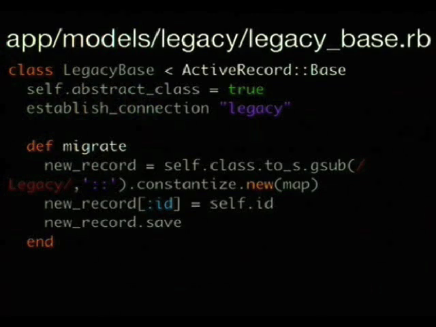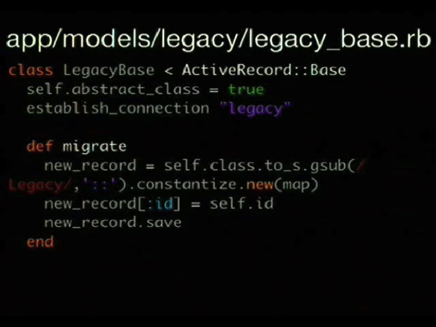So here's the legacy base model. Basically, it's just connecting to your legacy adapter that we just defined. And then it's just got a really simple migrate method that helps us create new records for each of our legacy records.